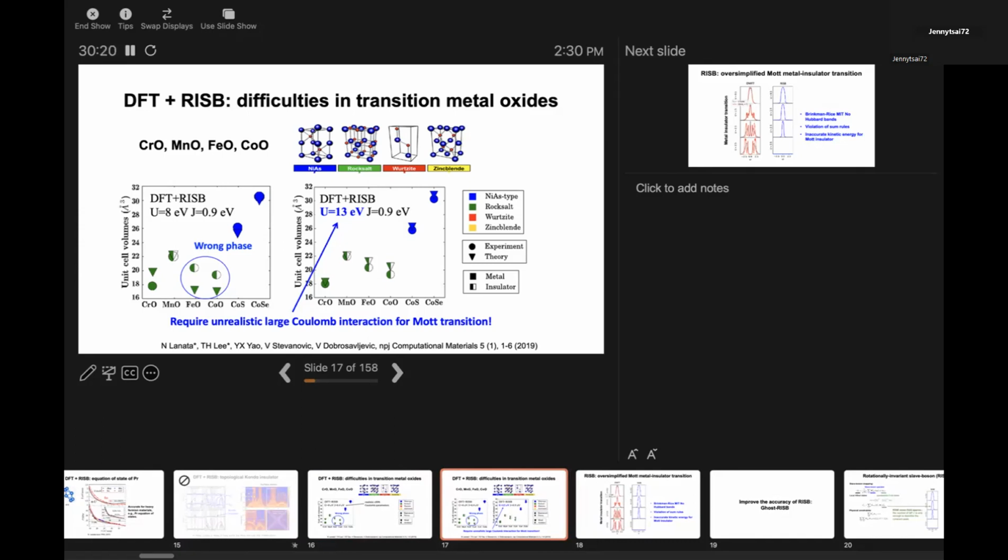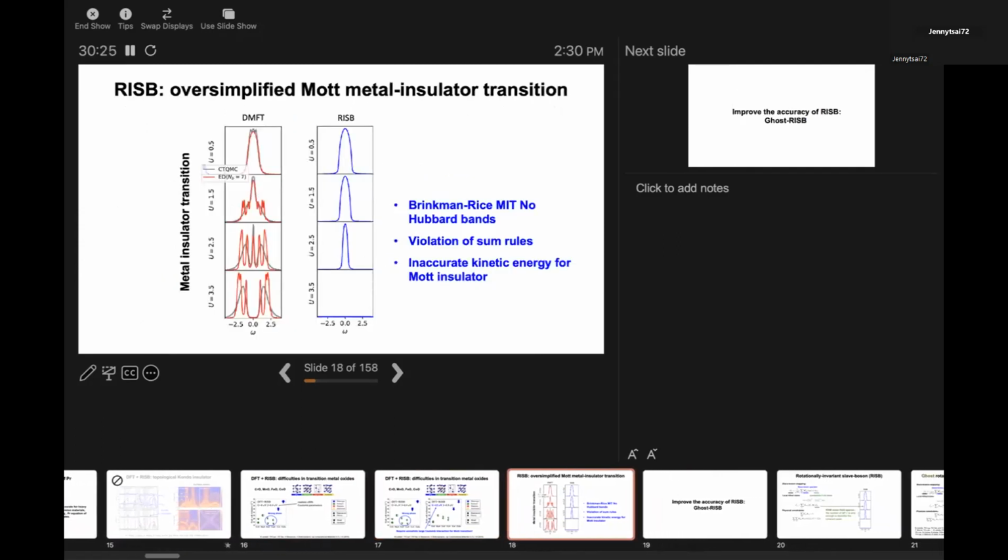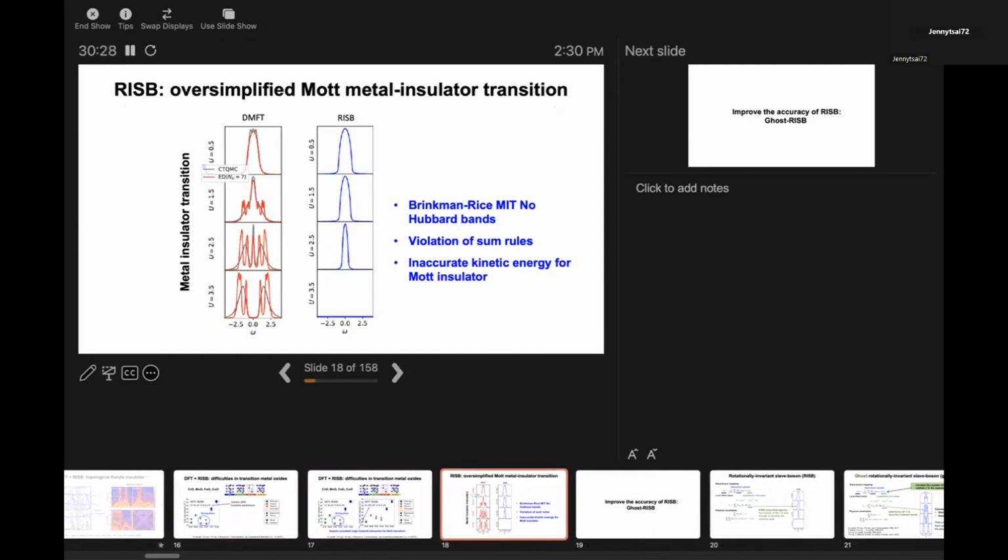In order to get a good agreement with the experiment. So we believe that it is the oversimplification of this RISB metal-insulator transition scenario, where the left-hand side is the DMFT, where there's a metal to insulator transition, and there are two Mott bands here in the insulating state. But instead, in this RISB or almost all kinds of slave-boson approaches, in the mean-field framework, we can only get a renormalized quasi-particle peak, and in the insulating state, there will be no density of states.